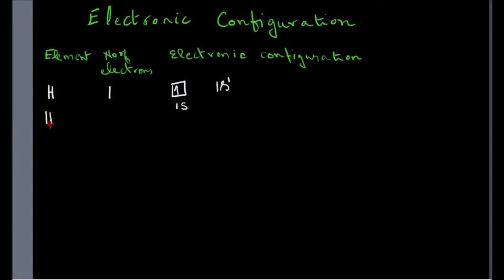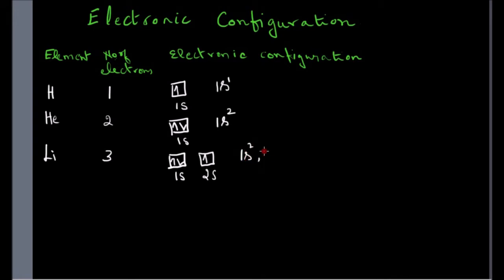Now, second one is helium, which has 2 electrons, and the second electron also will be in the 1s orbital, but see, I will show it like that to show that the 2 electrons have opposite spins. Now, we write the configuration as 1s2. The first shell is complete. Now, the third element is lithium with 3 electrons, and the first 2 electrons are in the 1s orbital, and the third electron of lithium will be in the 2s orbital. The configuration will be written as 1s2, 2s1.